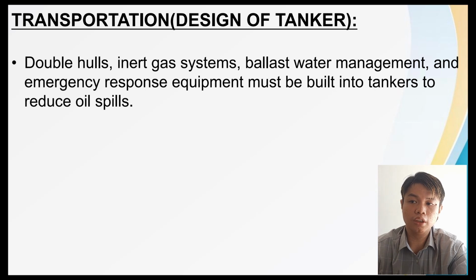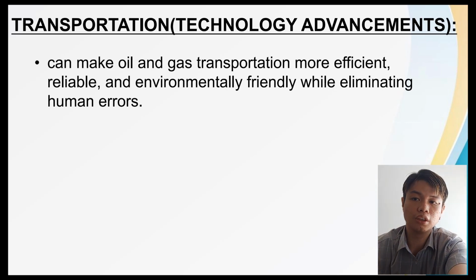Next, design of tanker. Double hull, inert gas system, ballast water management, and emergency response equipment must be built into tankers to reduce oil spills. And lastly, for transportation, technology investment. Technology investment can make oil and gas transportation more efficient, reliable, and environmentally friendly while eliminating human error.